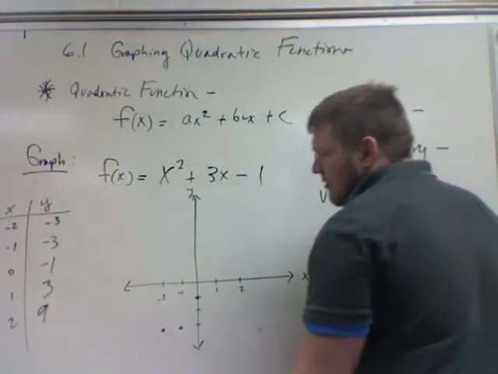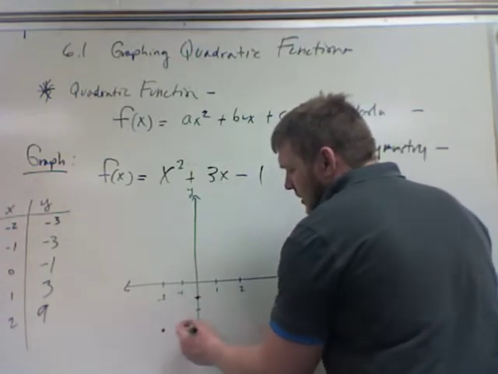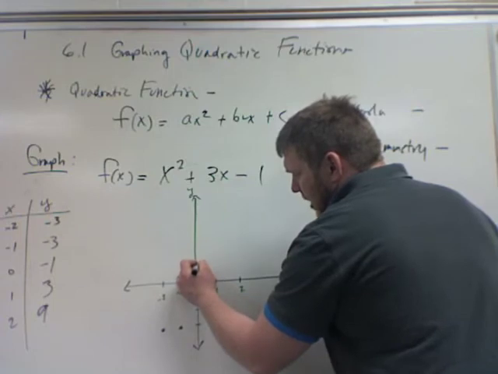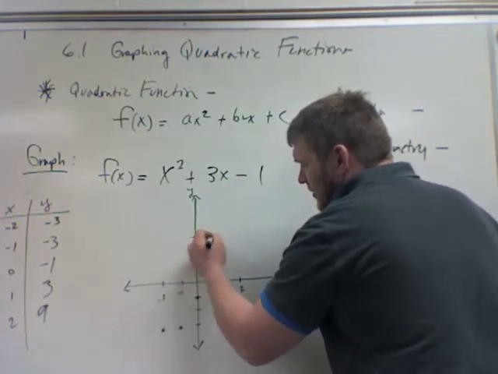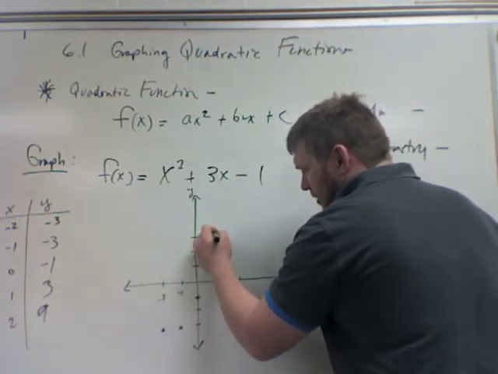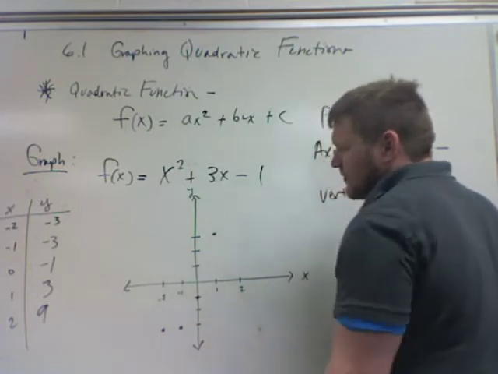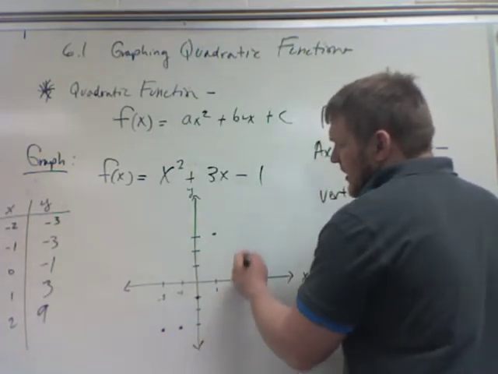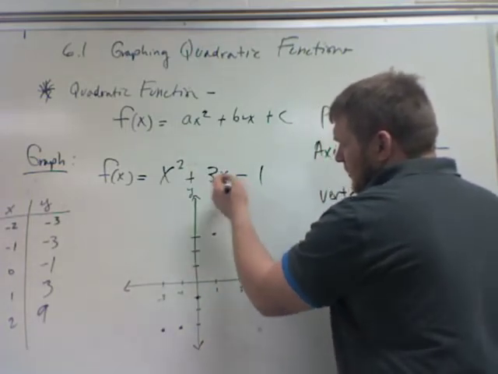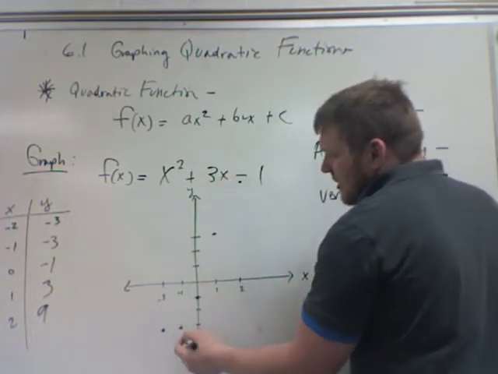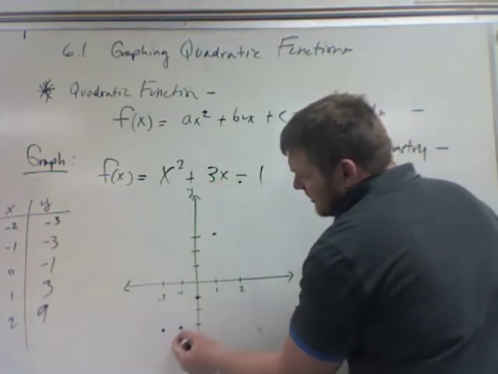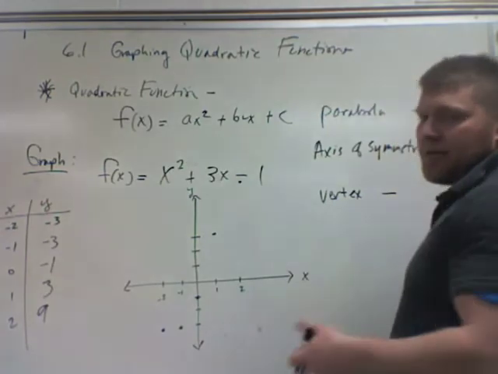At 1 I get 3. So notice the farther I go to the right here, I'm getting higher and higher. So at 1 I get 3, and then at 2 I get 9. So 9's clear up here. I really don't need to sketch that, but as you see, a parabola is a U-shaped graph.